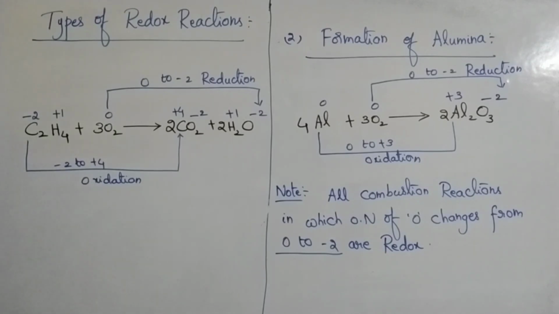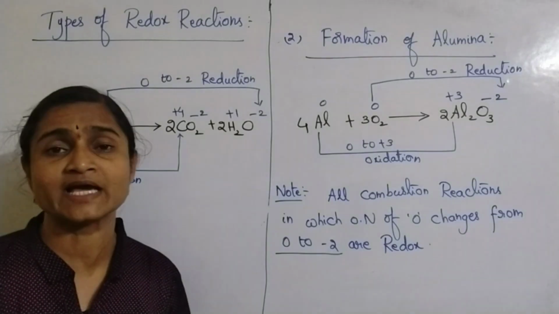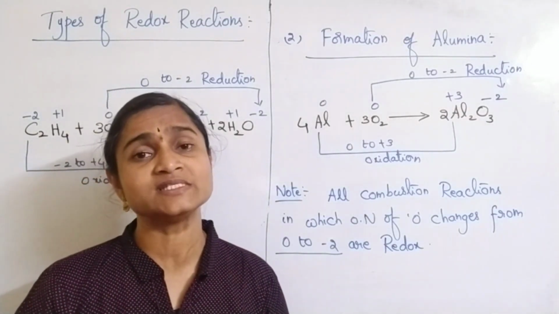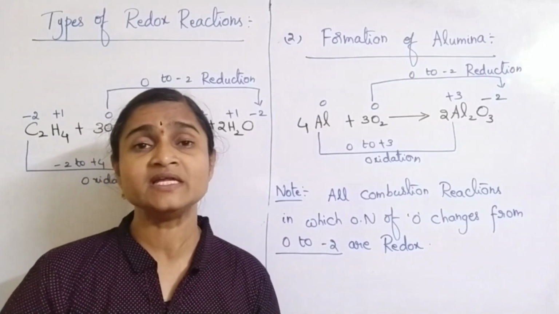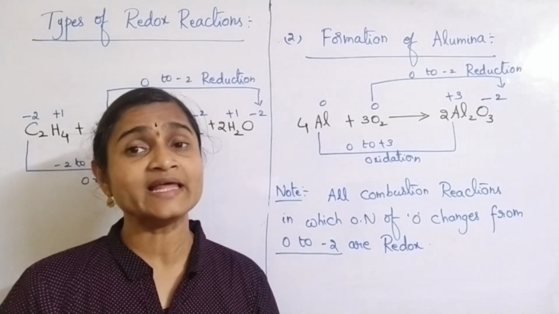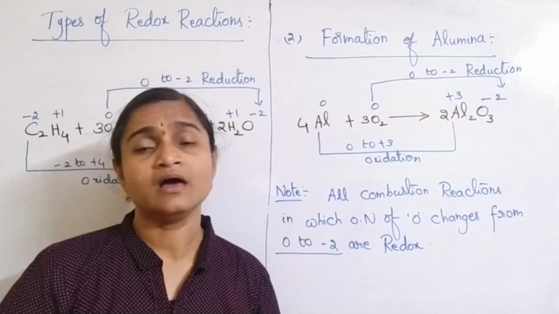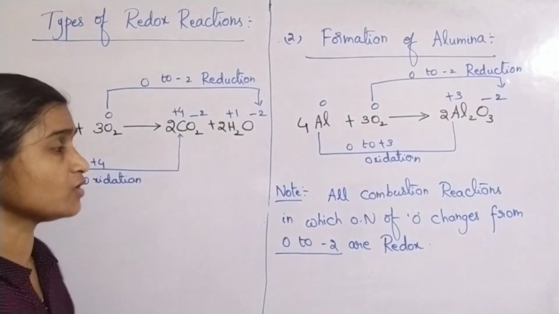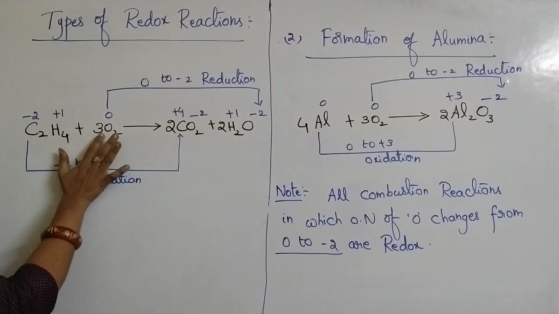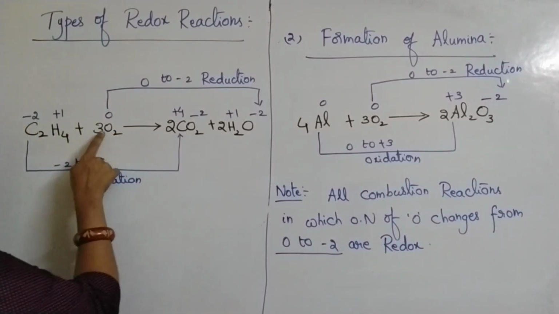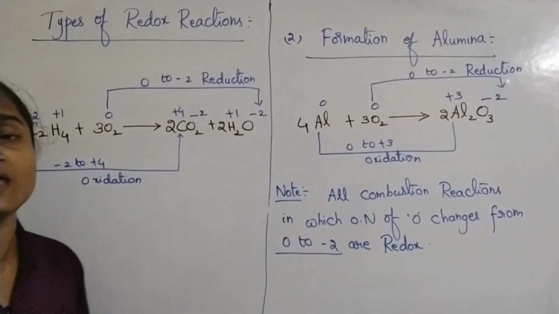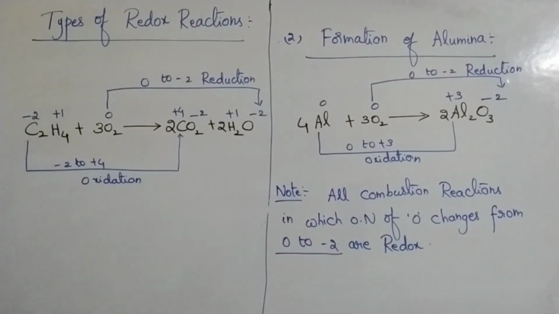And please don't consider that all types of combustion reactions are redox. All types of combustion reactions can be oxidation reactions, but it's not always redox. Sometimes it can be taken as an oxidation reaction, but it cannot always be redox. That's why, for it to be redox, you should observe that the oxidation number of oxygen must change from 0 to minus 2. Then only such kind of combustion reactions are redox. So please note down.